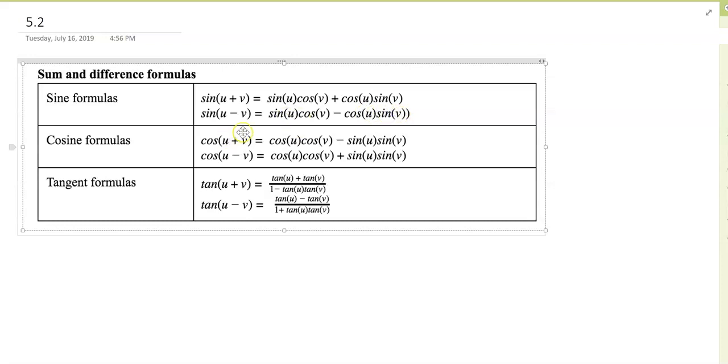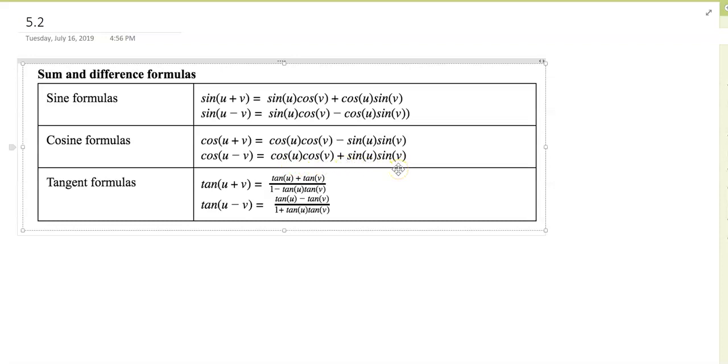Let us look at the cosine formulas. Cosine of u plus v is equal to cosine u cosine v minus sine of u sine of v. And cosine of u minus v is equal to cosine of u cosine of v plus sine of u sine of v.